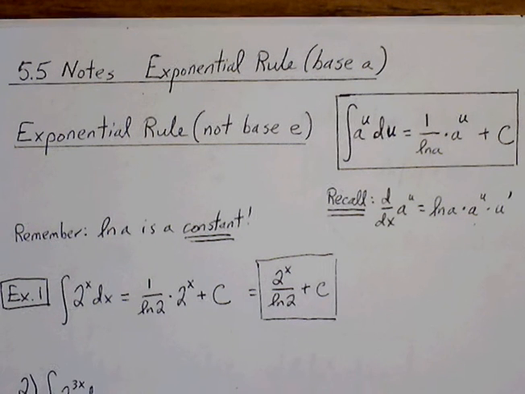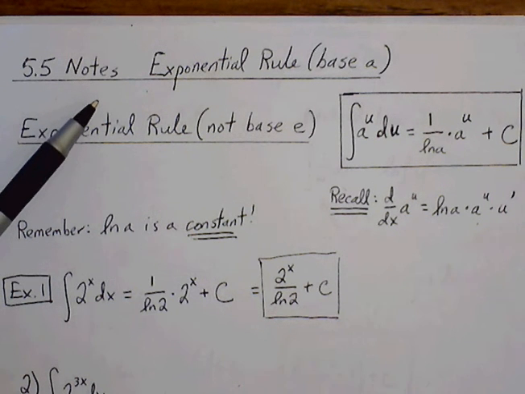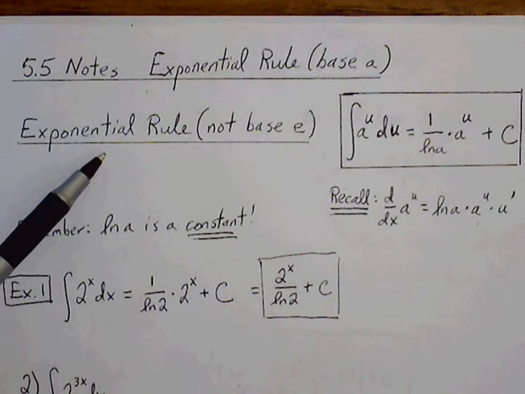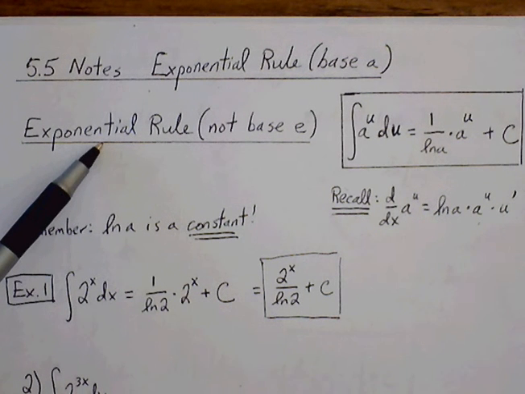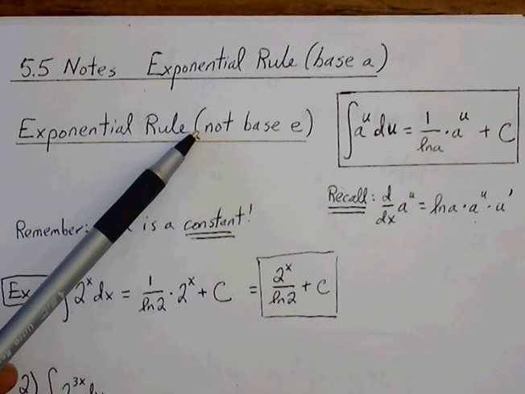All right. These are notes from chapter 5.5. This is the exponential rule for base a, so basically a base other than e. We have to follow this rule.